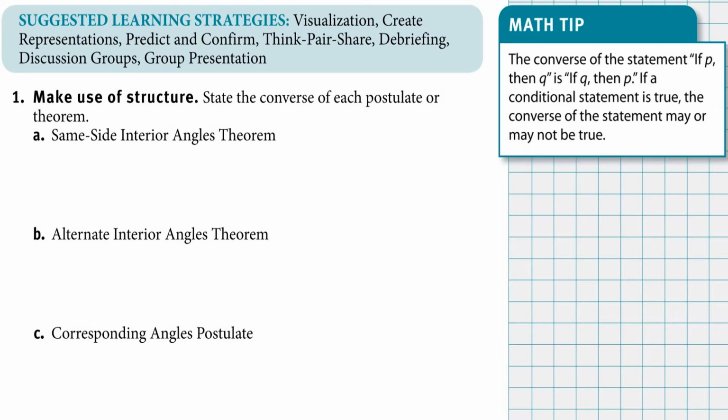And if you don't remember what the converse is, you can look at this math tip right here. It says the converse of the statement, if P then Q, is if Q then P. So basically what you're doing is you're switching the if and then statements. So if a conditional statement is true, the converse of the statement may or may not be true. So we don't know for sure if it'll be true, but right now all we want to do is state it. So be careful, because it's not as cut and dry as just swapping it in this case. But we'll talk about that in a second.